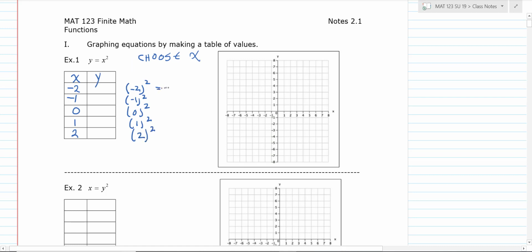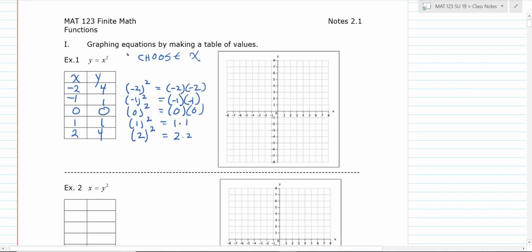Just basic algebra here. If you multiply a negative number by itself, you get a positive. So that's positive 4. This one is negative 1 squared, which is positive 1. You can certainly do all this in your head. This is 0 times 0, so that's 0. And then finally, 1 times 1 is going to be 1, and 2 times 2 is going to be 4.